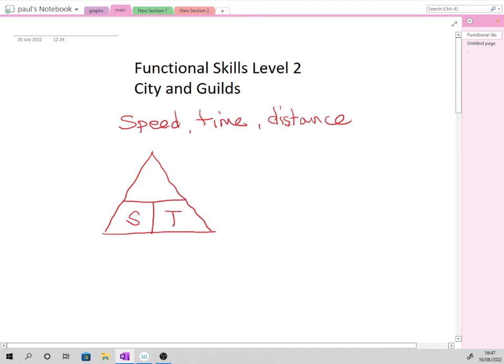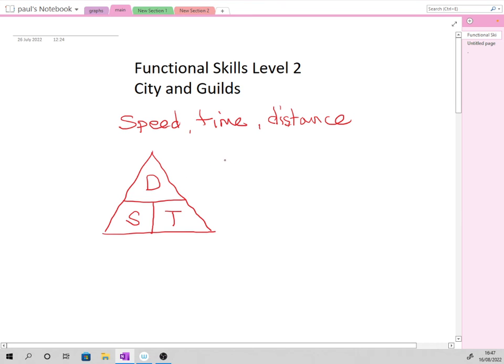Speed, time, distance. Now, it doesn't matter how many times I've done questions like this, as soon as I see one, I'll just draw the little triangle. It jogs my memory about what to do. In fact, once you remember how to do the triangle, you can forget all the formulas because it's all there in the triangle. Obviously the D is for distance, the T is for time, and the S is for speed. This tells you how to work out any one of the three.